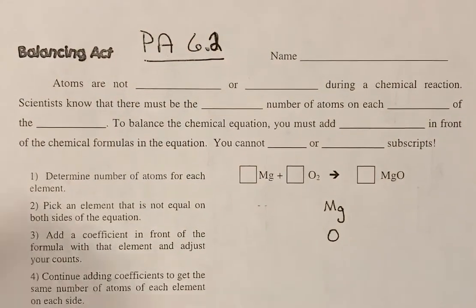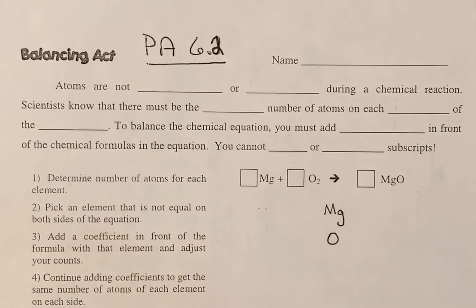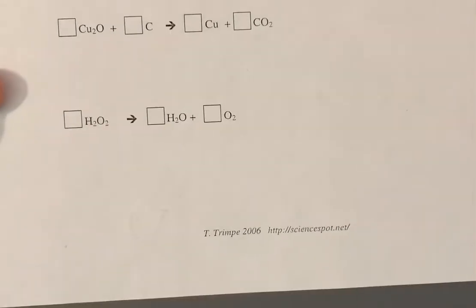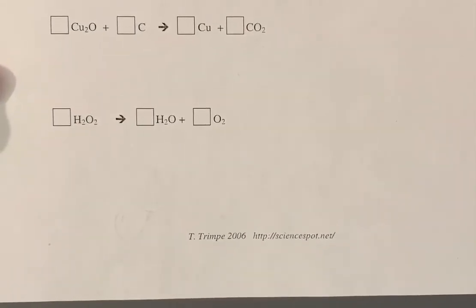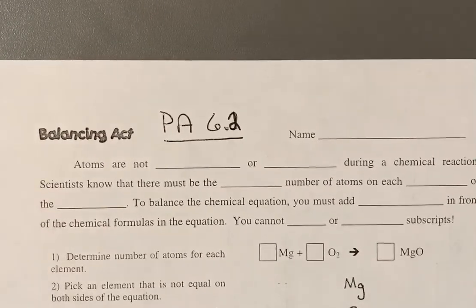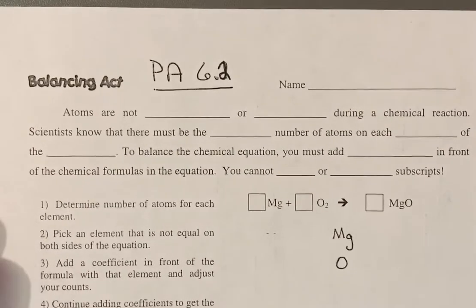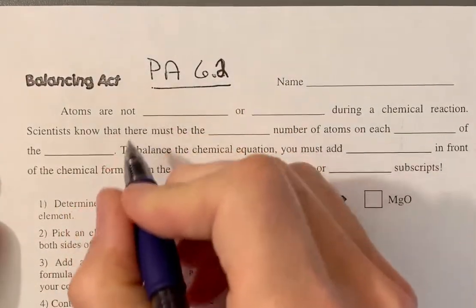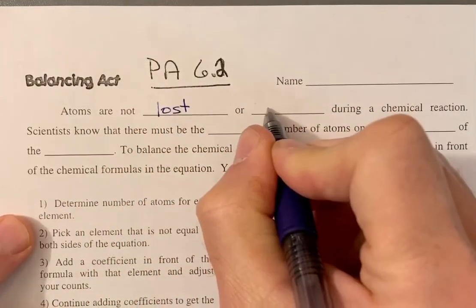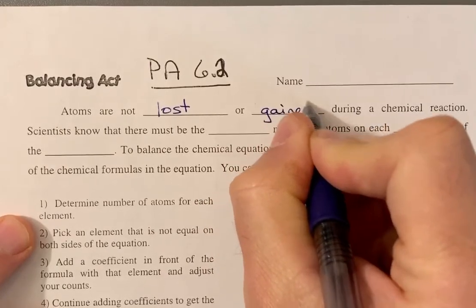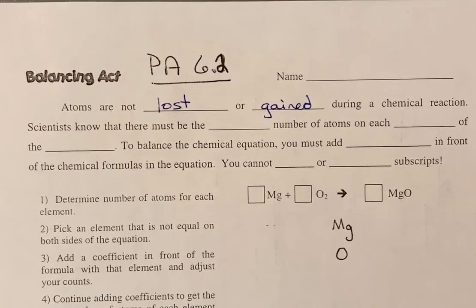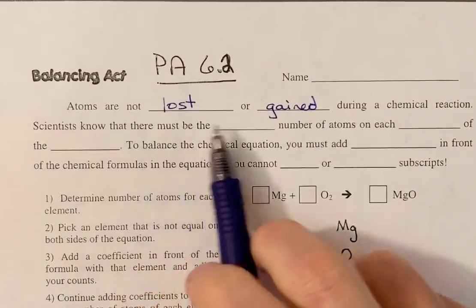And so I'm going to use practice activity 6.2, put out by sciencespot.net. Thank you to them. It is called Balancing Act. The basics of balancing an equation are that atoms are not lost or gained during a chemical reaction. We have to understand that the conservation of matter says that atoms cannot be lost or gained.